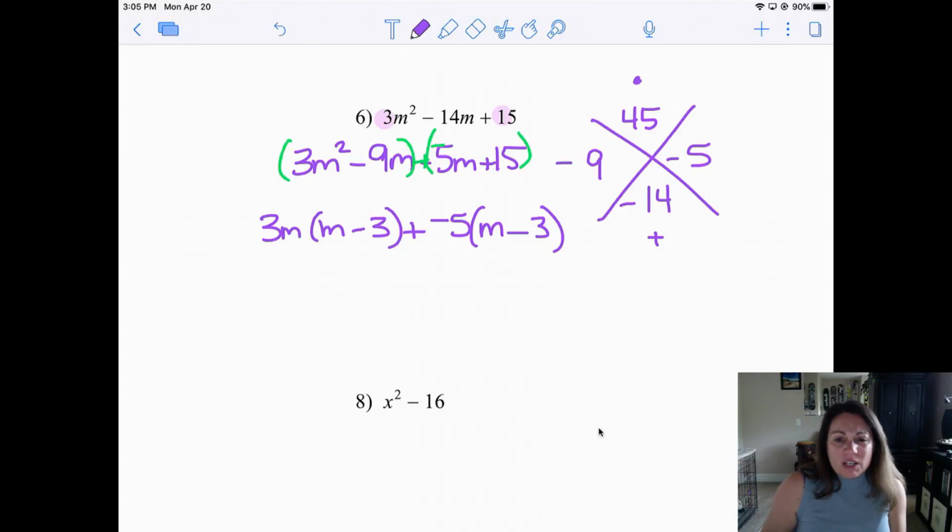How do I know that's right? Well, think about it. If I were to distribute this negative 5 back into the parentheses, would I get back to what I had? Negative 5m plus 15. Yes. So therefore, I know that that's right.